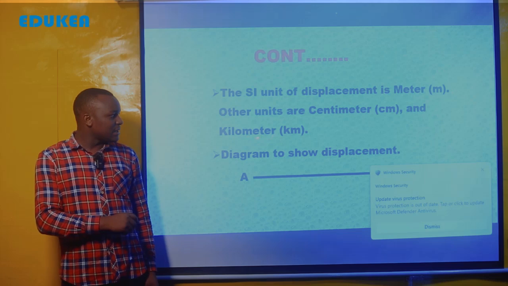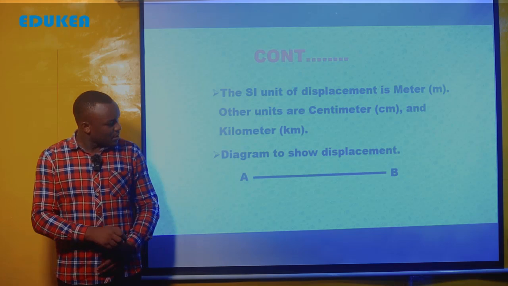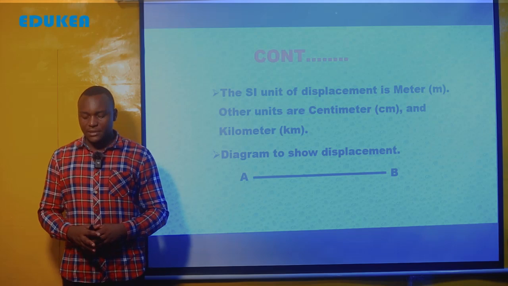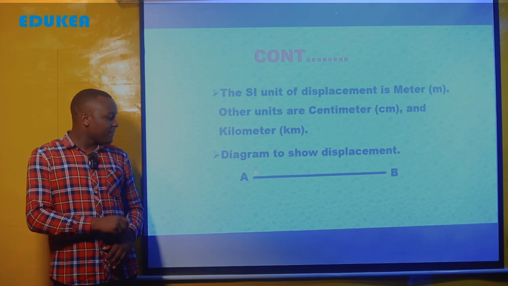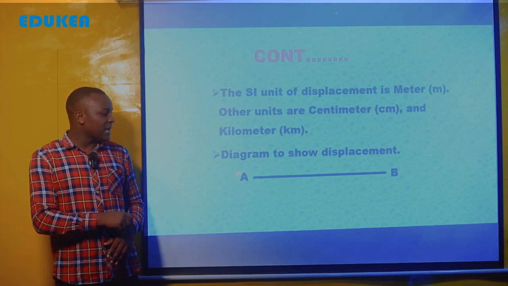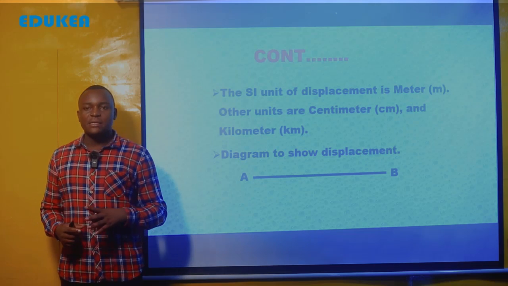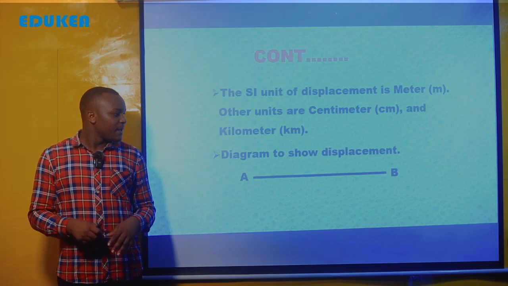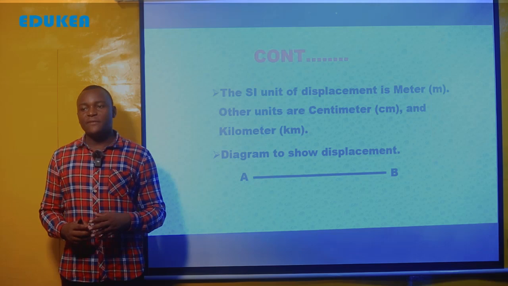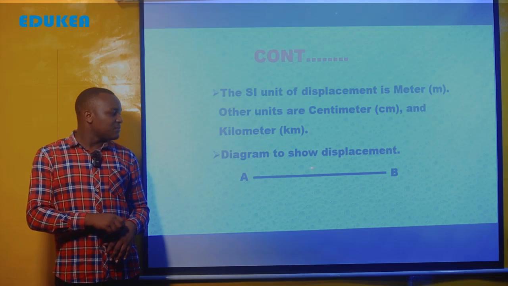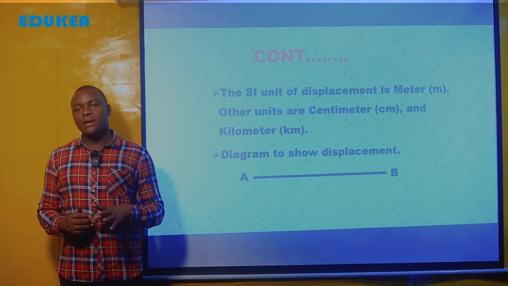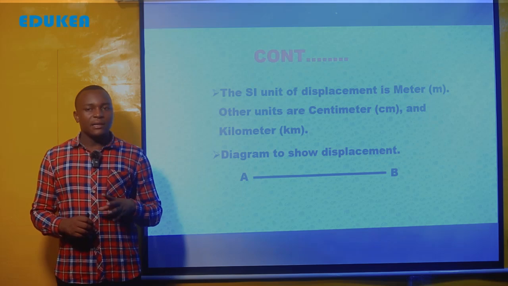So we can consider the diagram which shows the displacement. We have point A and point B, meaning the body is moving from point A to point B in a specific direction. So that makes displacement a vector quantity.